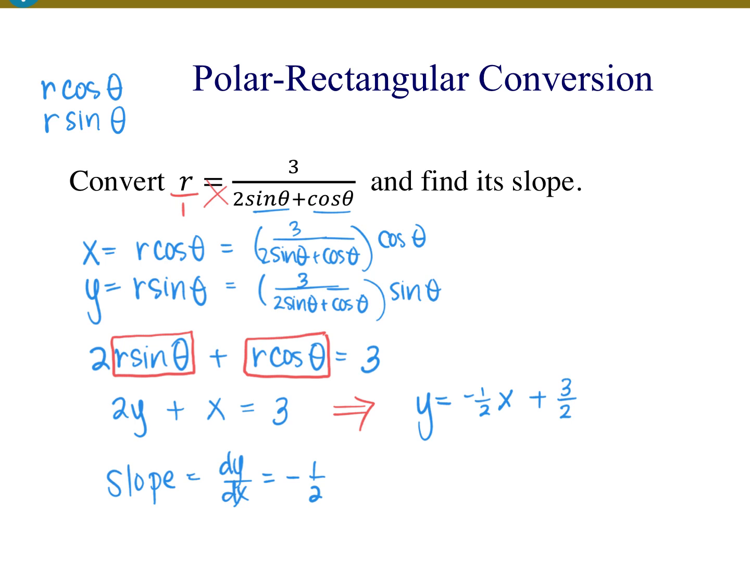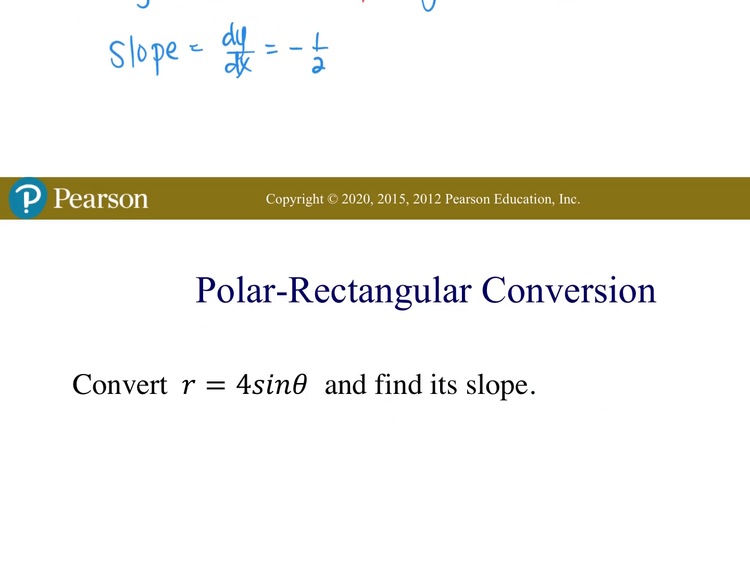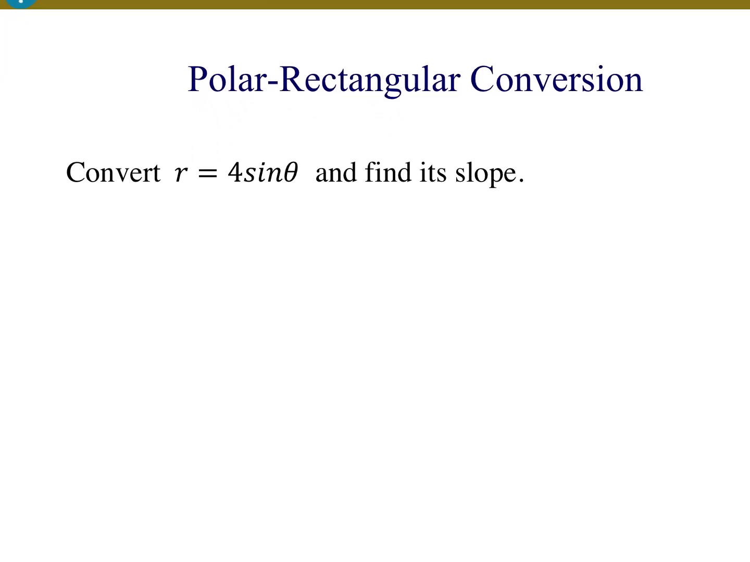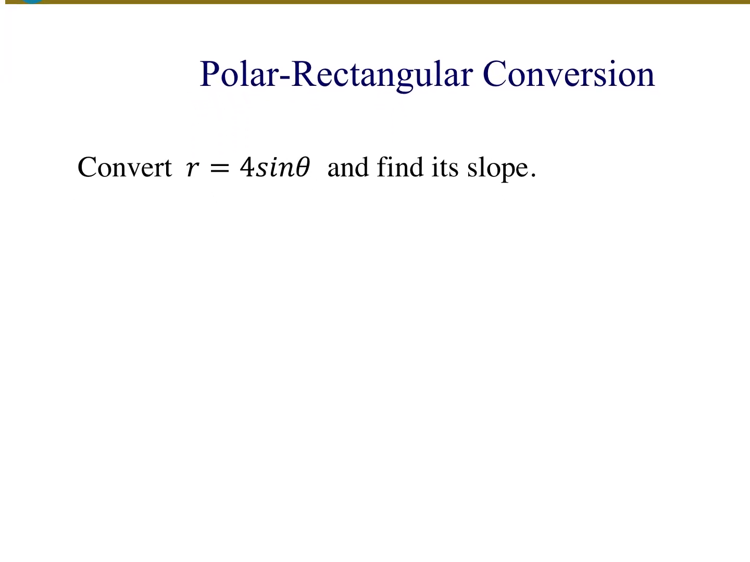Now, it doesn't always work out to be really nice things. We had a vertical line, which has an undefined slope. We have a linear line, which has a defined slope. They don't always work out like that. Okay, convert and find its slope.